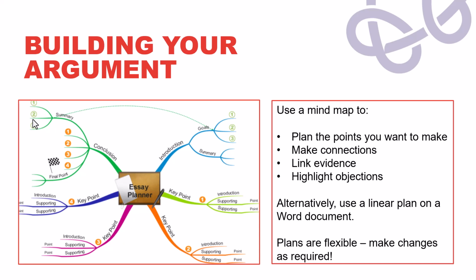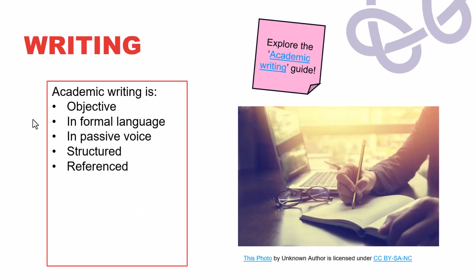Your plan is flexible, so make changes to it as required. Don't feel like you have to stick with your first plan if it turns out it isn't working for the development of your argument. Next is the writing stage. You need to make sure your academic writing is objective, therefore based on evidence and not from your own personal perspective or emotional point of view.